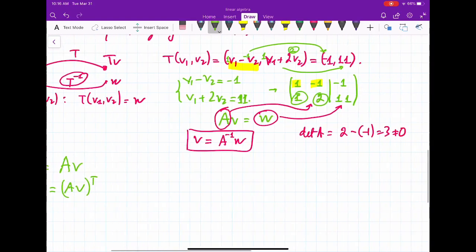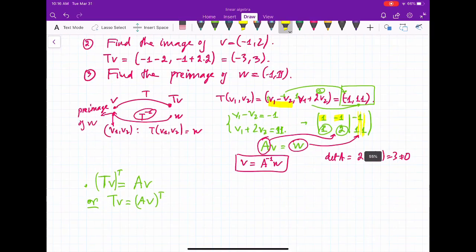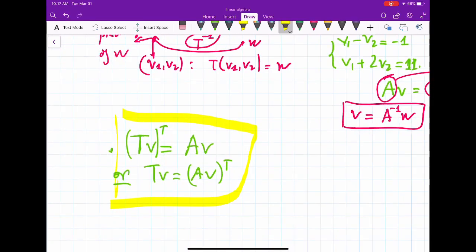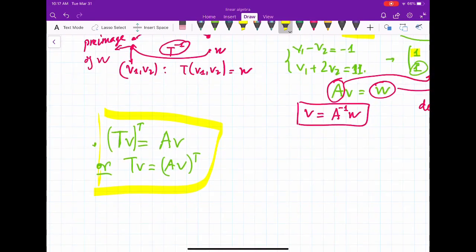Right? You can look at this, the definition. So we need transpose because in this case we have negative 1, 1, 1, and here is negative 1, 1, 1. That is just transpose, right? Okay? So this example just tells you that for the linear transformation T, you have a corresponding matrix A such that TV transpose equals AV or TV equals AV transpose. Okay? And it turns out that this is true for any linear transformation.